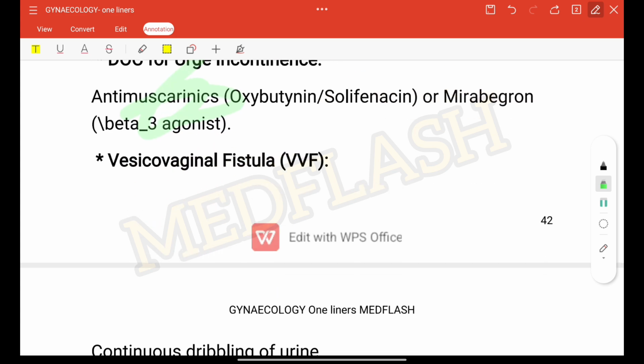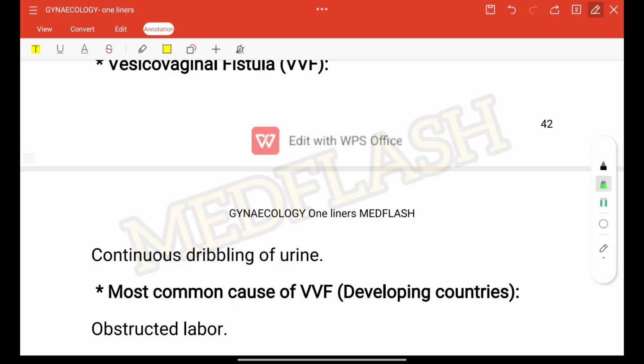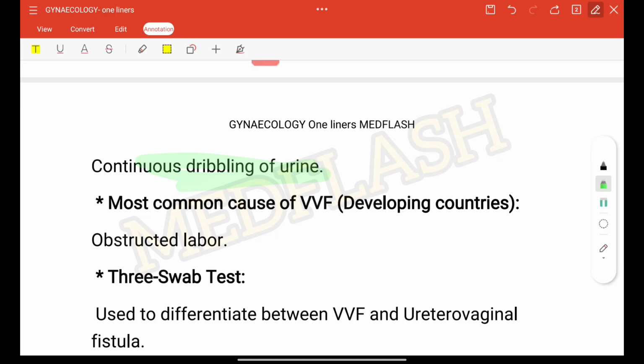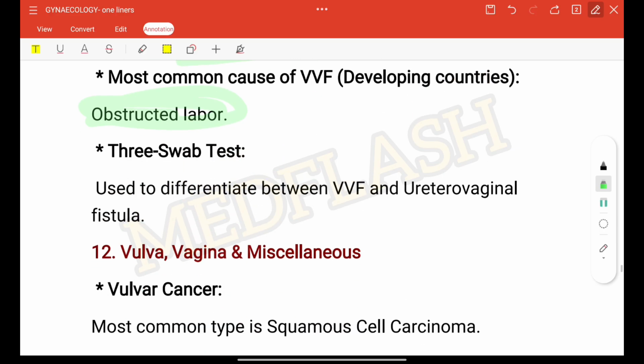Vesicovaginal fistula: continuous trickling of urine. The most common cause of vesicovaginal fistula in developing countries is obstructed labor. The 3 swab test is used to differentiate between vesicovaginal fistula and ureterovaginal fistula.